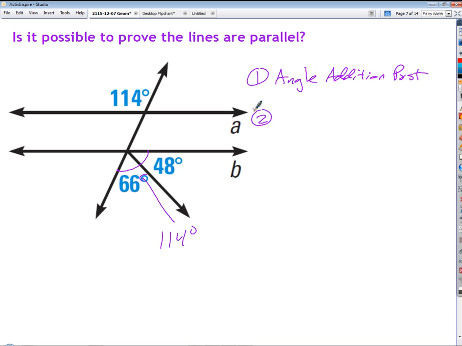Okay, Dalton, what was the second part? First part was angle addition postulate. That's what allowed us to add those two up. Alternate exterior angle converse. All right.